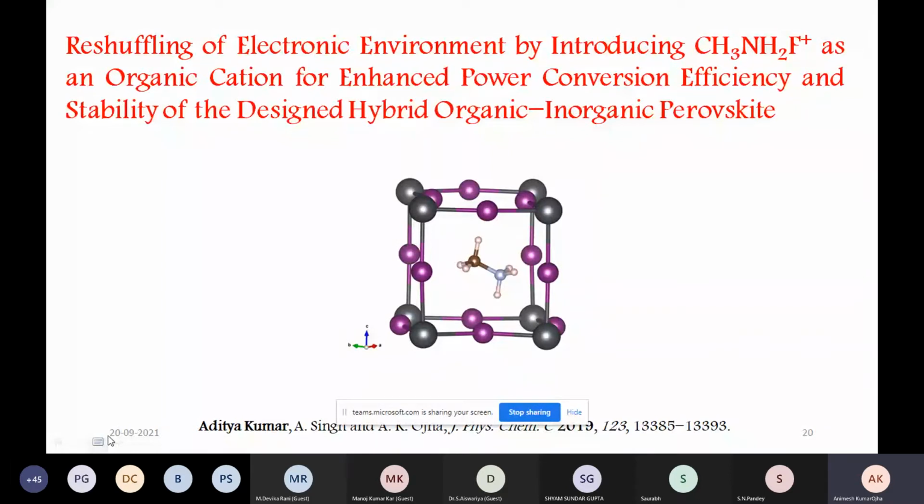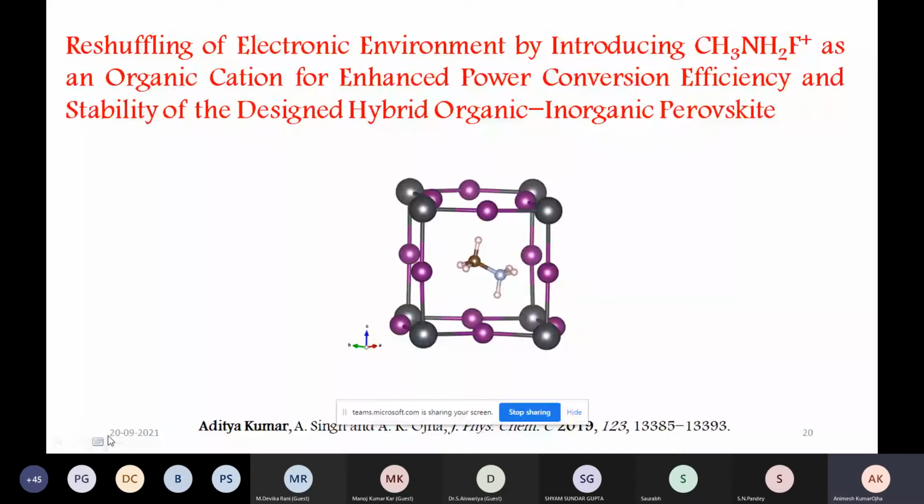We designed a new organic cation, and this new organic cation is designed with the fact that it must enhance the stability of the perovskite structure, as well as also enhance the efficiency of the perovskite solar cell. So how to enhance it? This was done under the title reshuffling of electronic environment by introducing a new harvesting material, CH3NH2F+. Okay, so what I have done, I have actually removed one H from this NH3.